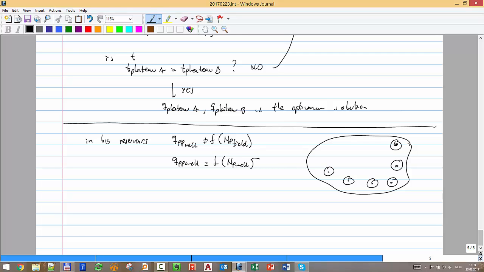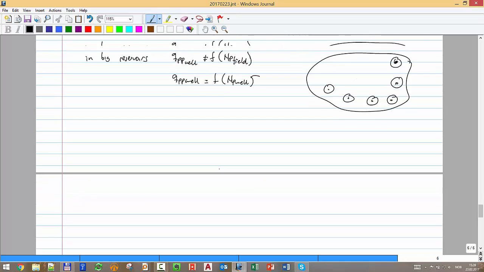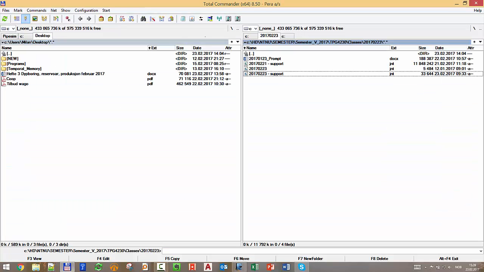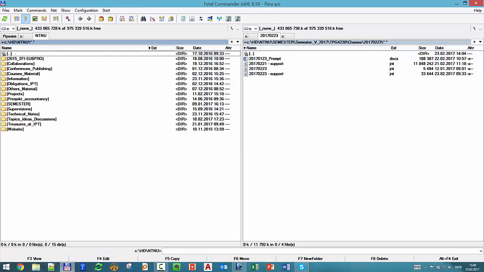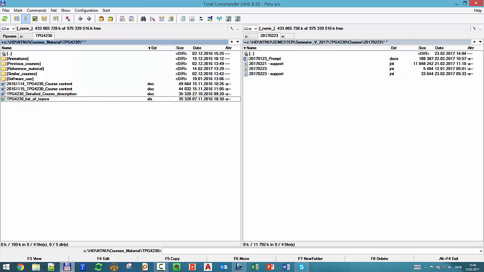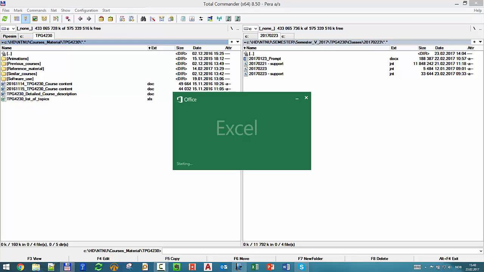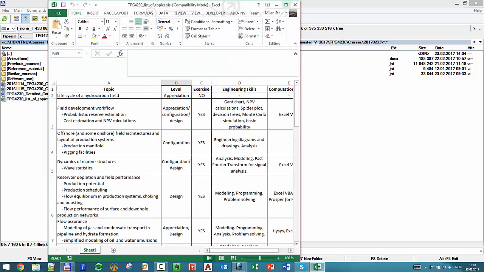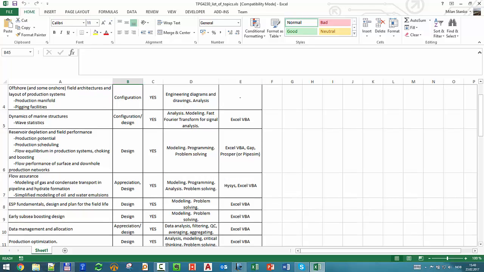Okay, let's have a short discussion before the end, I know it's already 10 minutes to go. So let's talk about one last thing. Now we are covering a very heavy block that implies a lot of technology and knowledge: reservoir depletion, production potential, production scheduling, flow equilibrium, choking and boosting. And then the last part is what happens in surface and downhole production networks.